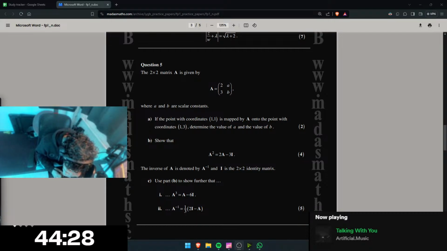Okay, 2a, 3b, 1, 1 equals 1, 3. Let me just solve some CIC. 2 plus a equals 1, 3 plus b equals 3. A equals minus 1, b equals 1. No, b equals 0, sir.